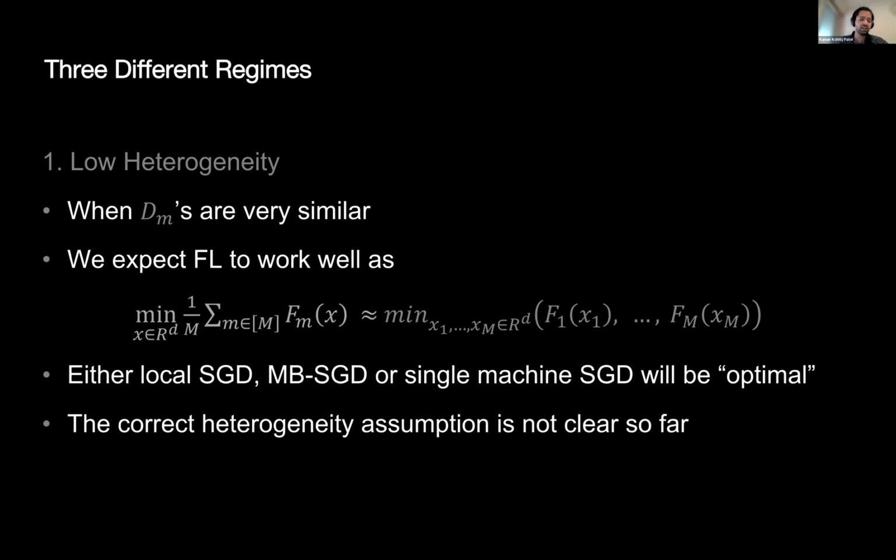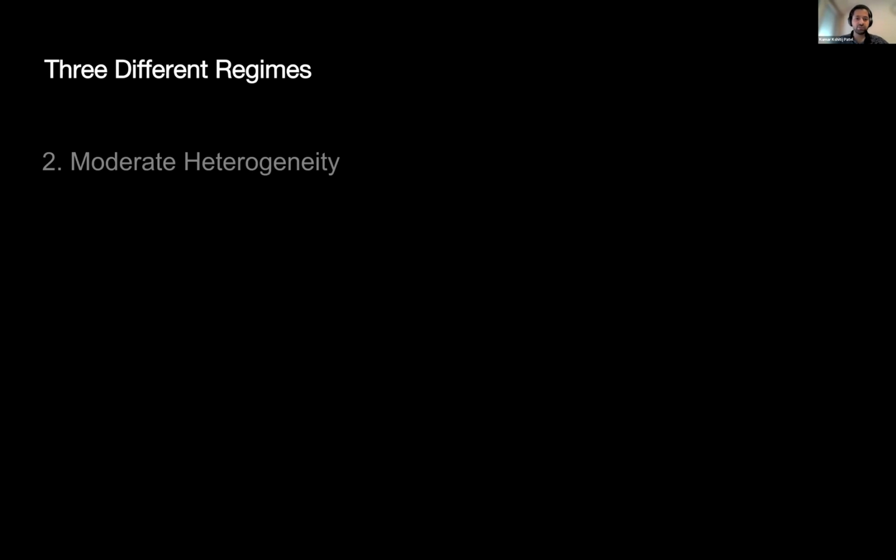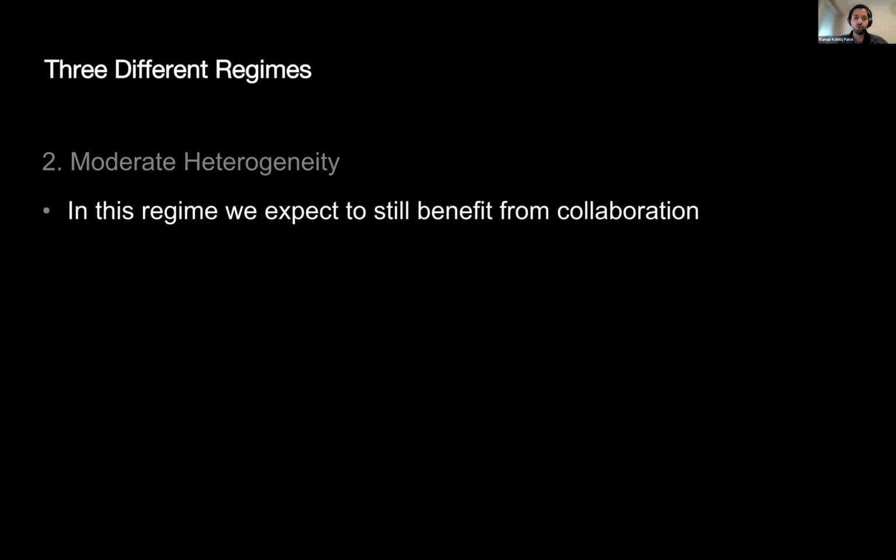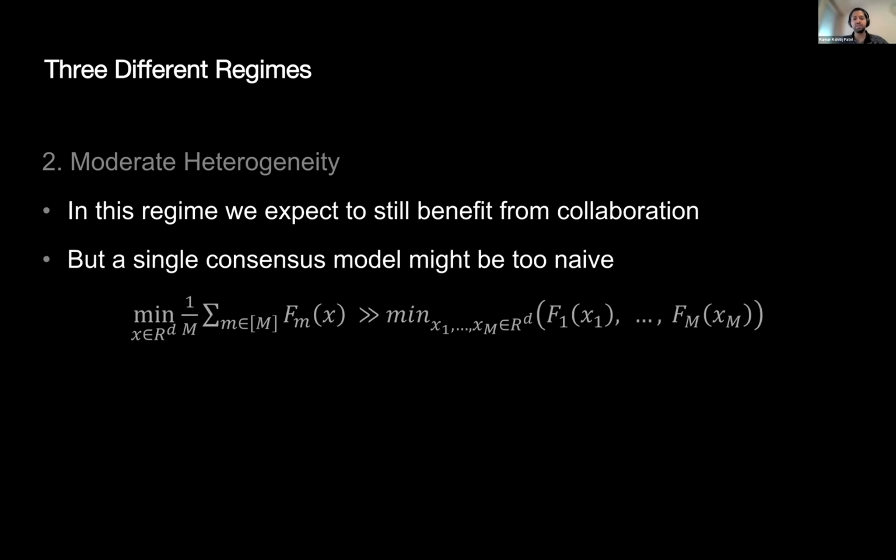And the correct heterogeneity assumption, even though it's not clear so far what should be the heterogeneity assumption so that it's not too restrictive, it's a safe bet to say that there is at least some heterogeneity assumption which can capture this low heterogeneity setting. Okay, there is a moderate heterogeneity setting which often gets overlooked. In this regime, we still hope to benefit from collaboration. That is, we can benefit from talking between different machines, communication between different machines. But if we insist on using a single consensus model, that might be too naive and might in fact lead to some sort of a min value of the objective, which is much higher than the multi-criterion optimization problem.